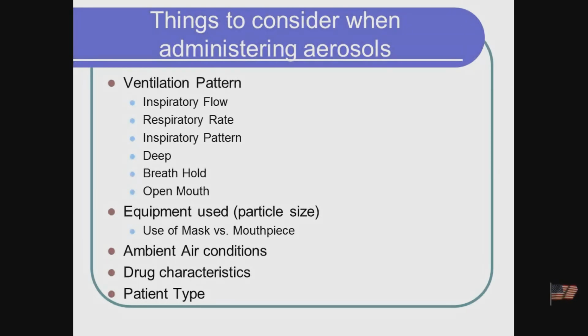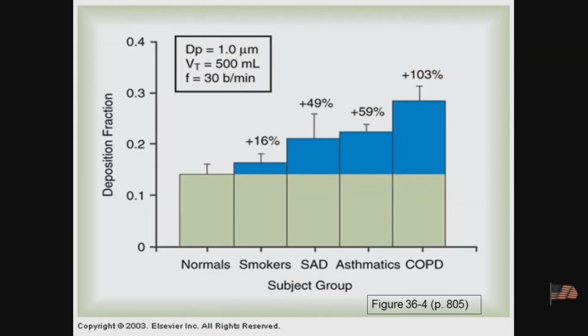Okay. What are we using? Are we using a mask? Are we using a mouthpiece? Is the patient able to follow directions? If they're comatose, how effective is that therapy? Different drugs have different characteristics. They stay in suspension longer. Some of them don't stay in suspension as long, so you've got to take that into account. Which patient are we using?